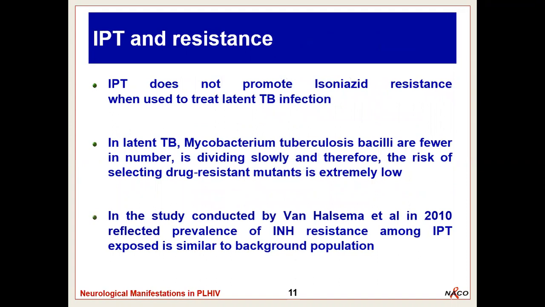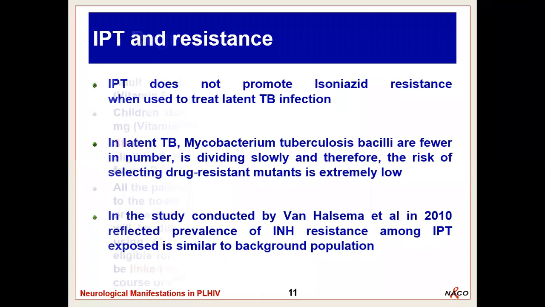Next, please. One should not worry about resistance when IPT is used to treat latent TB infection. In latent TB, the tubercular bacilli are very few in number and dividing slowly, and therefore the risk of selecting the drug-resistant mutant is extremely low. It has been clearly shown in the studies, and there was also a study which showed the prevalence of INH resistance among IPT exposed was similar to the background population. So it clearly shows that the resistance issue is not that evident.